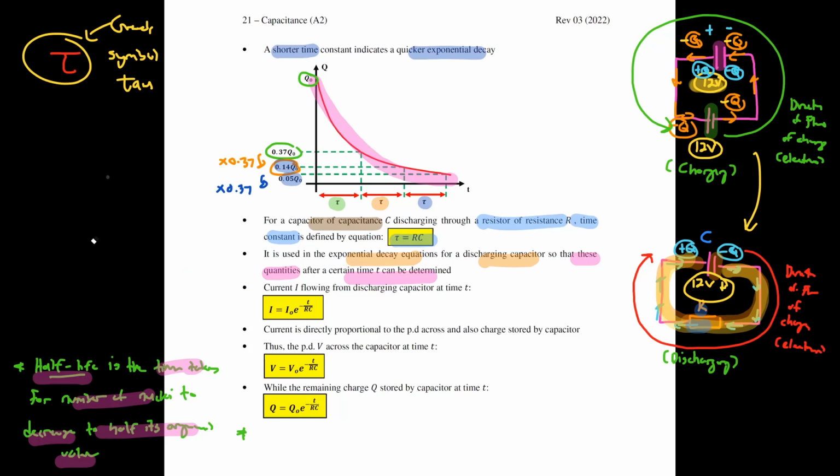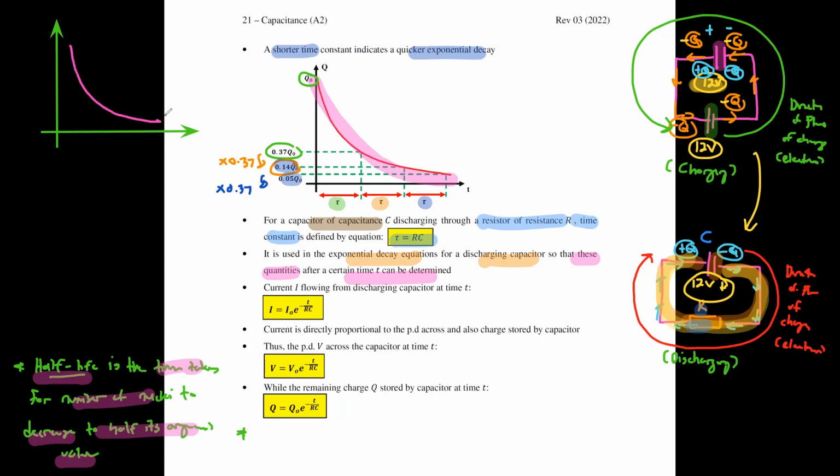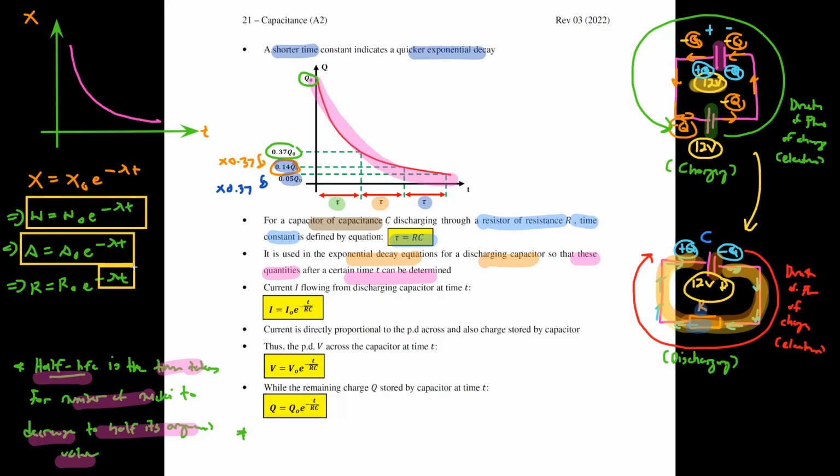Now this one is quite similar to something that you've learned in nuclear physics. If you recall, when your radioactive sample decays, it tends to follow an exponential decay curve like this. If your graph is a general parameter x versus t, you can say that x equals x naught exponential negative lambda t. Specifically, for the quantities you've learned, N equals N naught exponential negative lambda t, A equals A naught exponential negative lambda t, and then finally R equals R naught exponential negative lambda t.